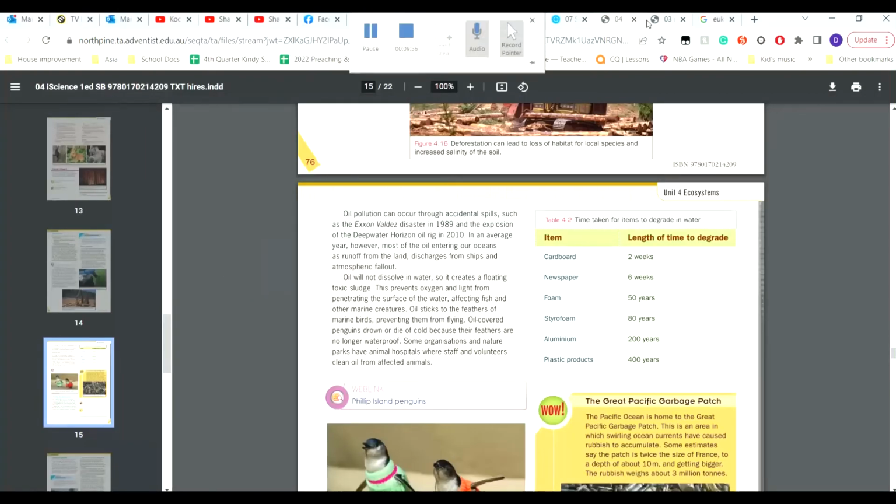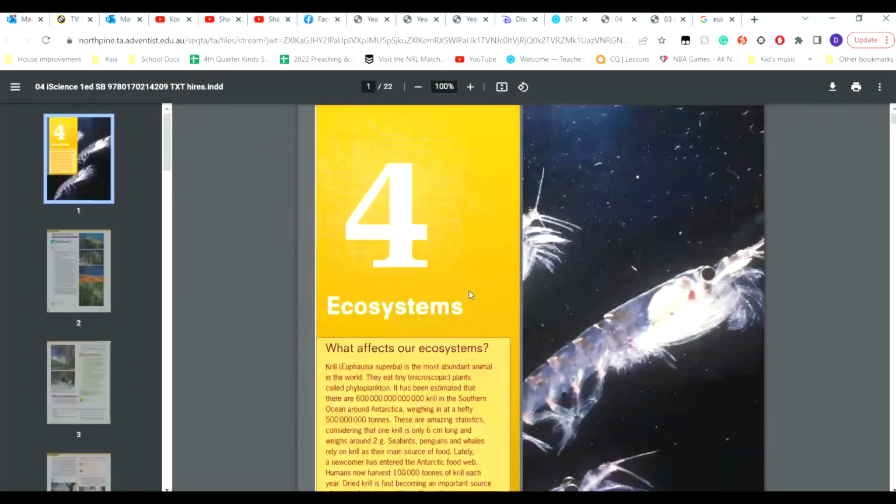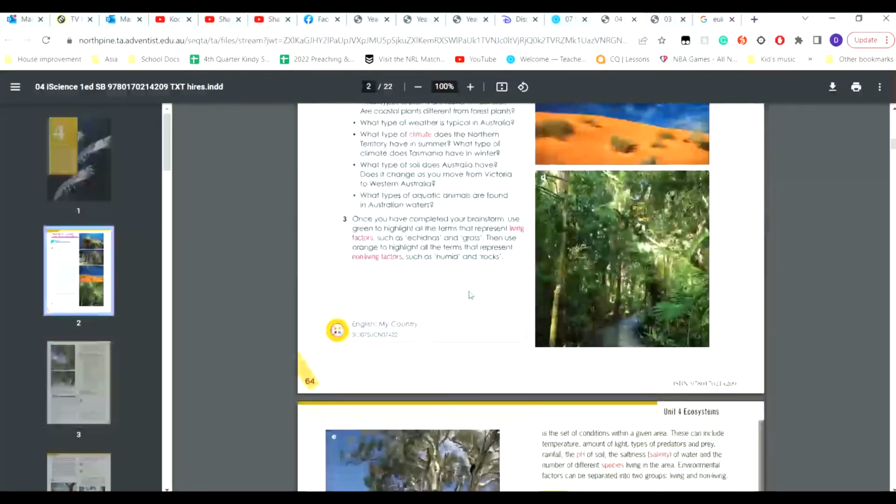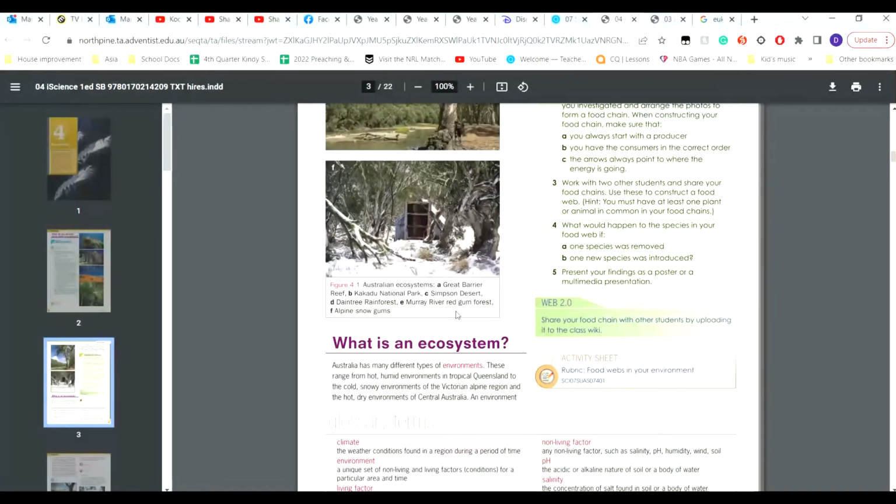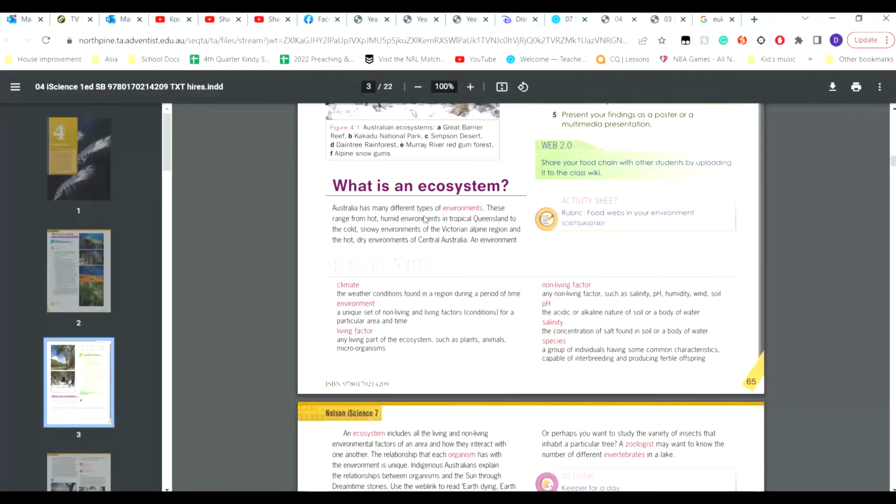Environments versus ecosystems. This one is something that kids get wrong a fair bit. I go back to 65. It says, and I won't read the big definition here, but you probably should, an environment is a unique set of non-living and living factors or conditions for a particular area and time. And you can tell us what living and non-living factors are. Non-living is salinity, which is the salt level of different water, pH, humidity, wind, soil, probably temperature. And then living factor is anything that's alive in that. That's what an environment is.